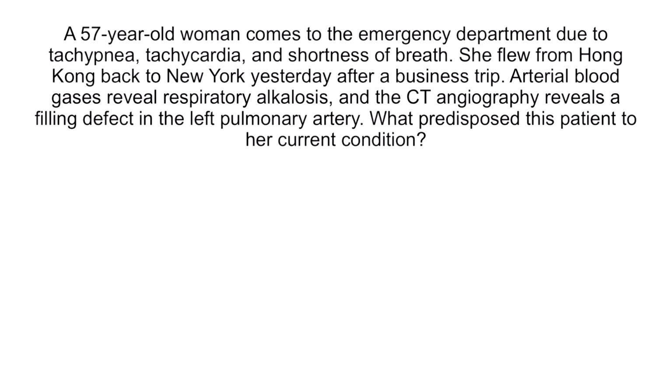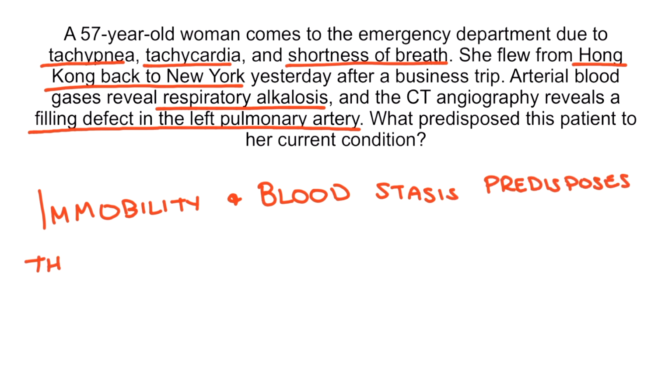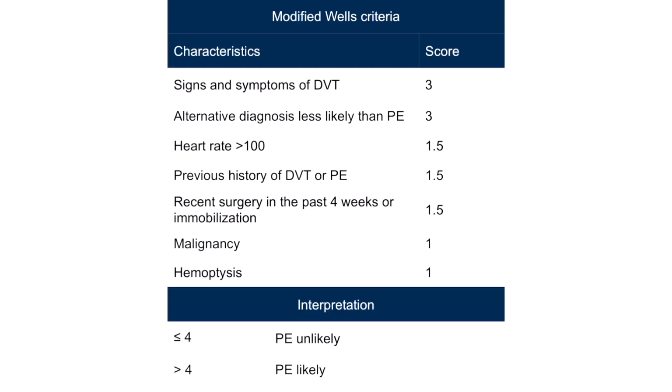This patient presents with tachypnea, tachycardia, and shortness of breath. Her arterial blood gases reveal a respiratory alkalosis, and CT angiography reveals a filling defect in the left pulmonary artery. This is consistent with pulmonary embolism. Yesterday, she flew from Hong Kong to New York, which presumably was a long flight. Immobility and blood stasis during a long flight likely predispose this patient to the development of a deep venous thrombosis and pulmonary embolism. Let's move on to the diagnosis of pulmonary embolism.